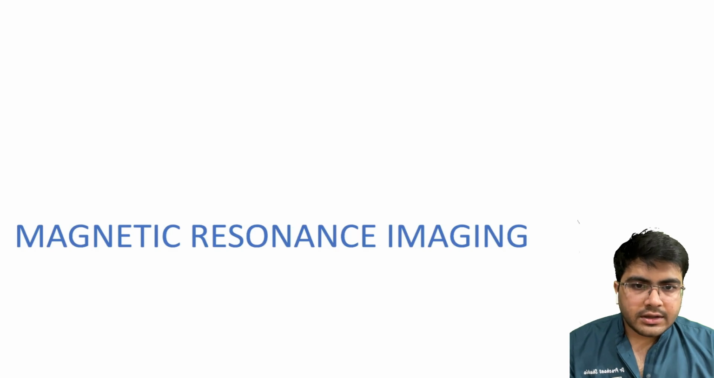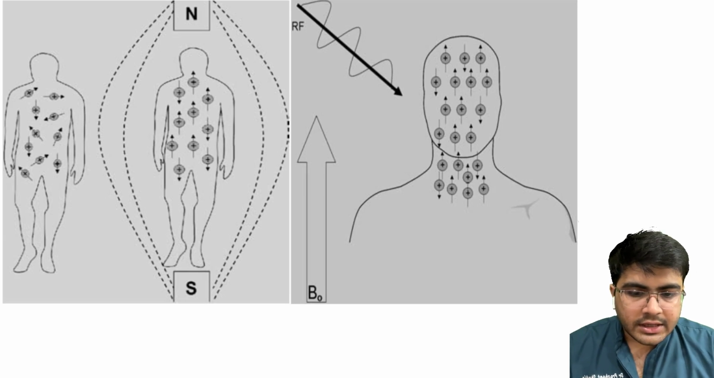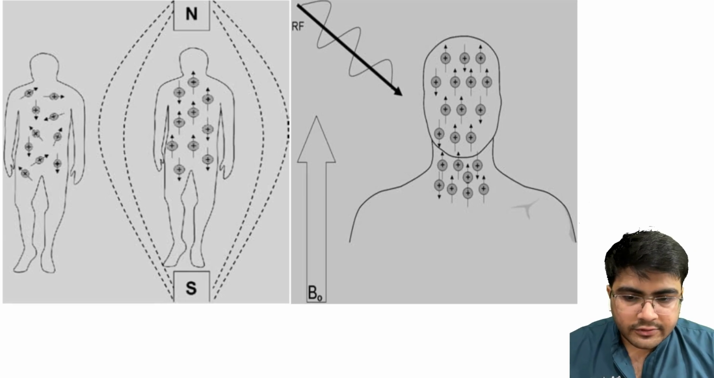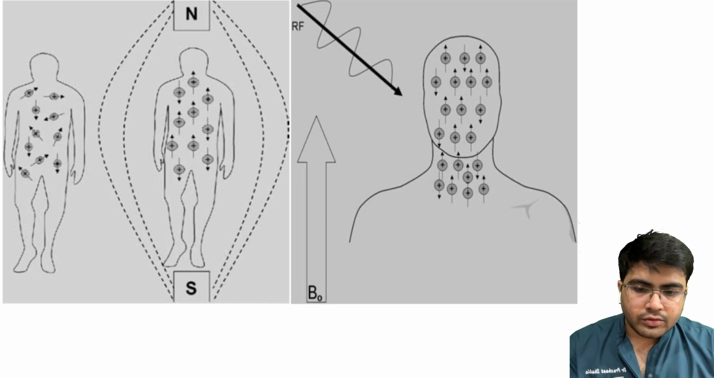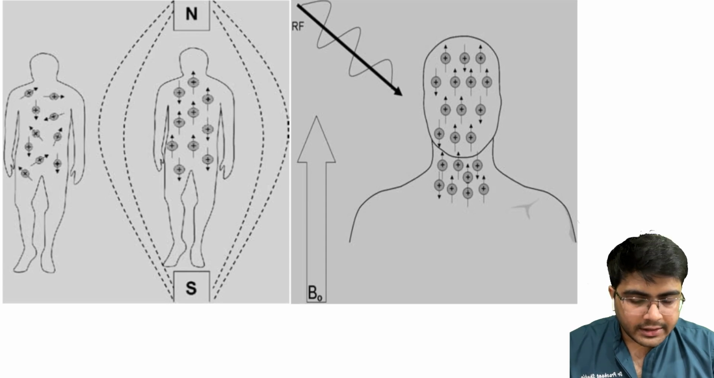So we have done with the ultrasound. Now we'll be moving towards the MRI. So MRI, what happens is, on the leftmost side we can see this is how normally all our H+ ions are oriented throughout our body in different directions.